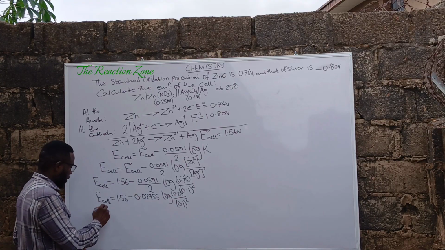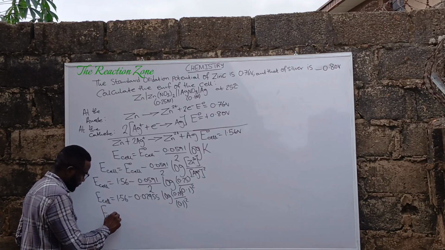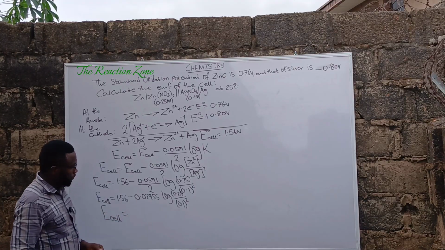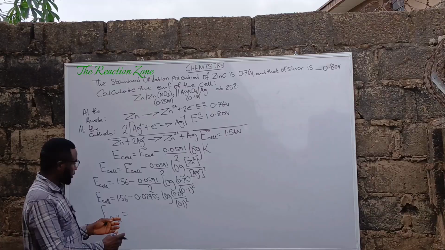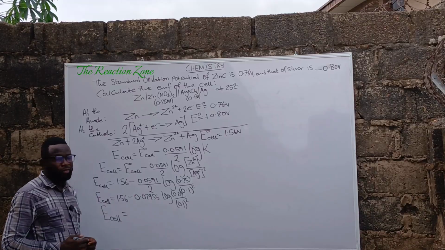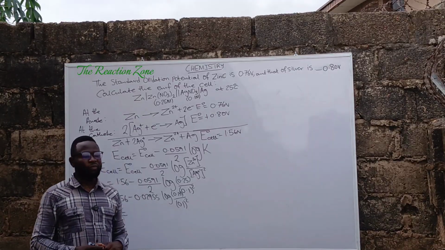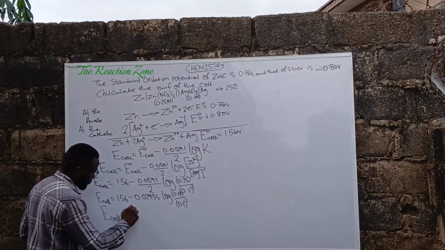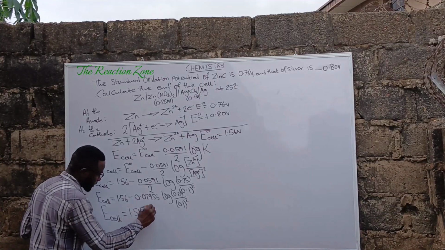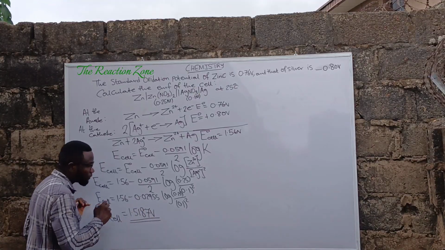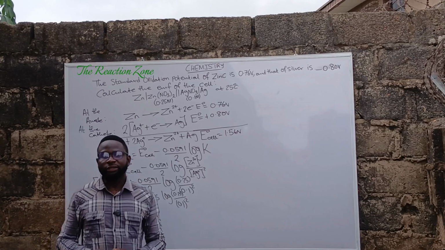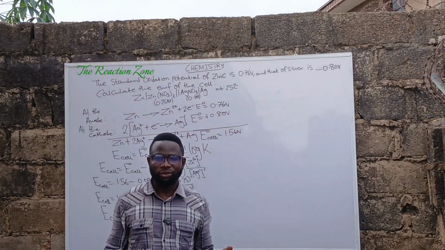Now, when this is simplified, and you divide this by this and find the log, and then you simplify this, the value of the EMF of the cell is going to be 1.5187 volts. And this is the answer to the question.